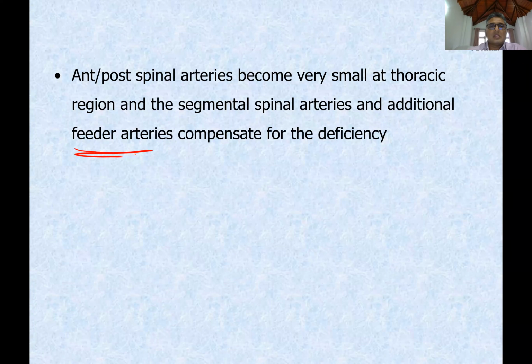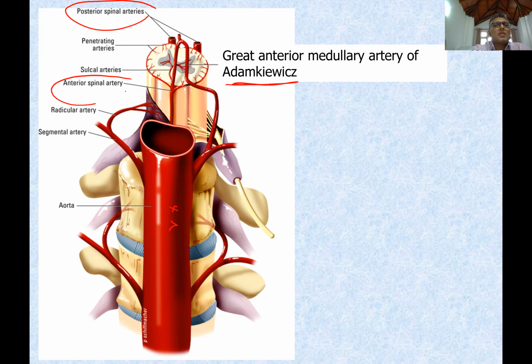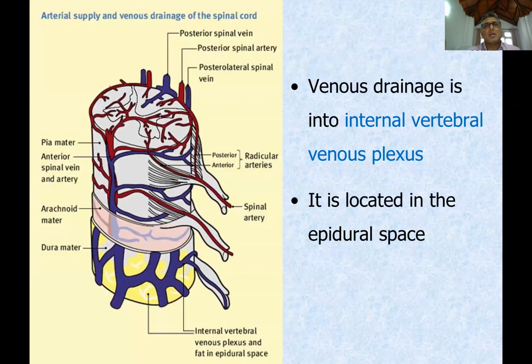Now one artery that is more important than the others is this special artery called the great anterior medullary artery of Adamkiewicz. I don't know how to pronounce it. Not only that, there are other additional feeder arteries which are direct branches from the abdominal aorta. Therefore, the importance of the anterior and posterior spinal arteries becomes less and less in the thoracic and lumbar areas. But in the cervical area, they may be important.